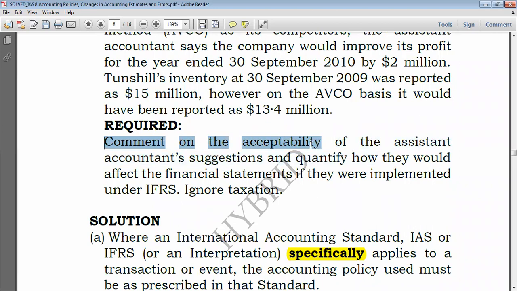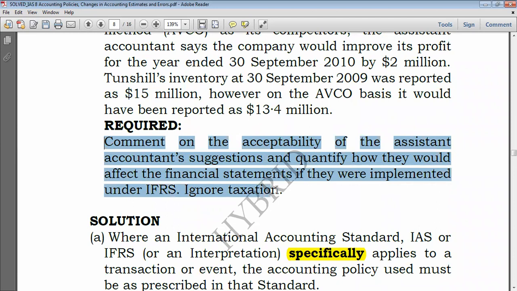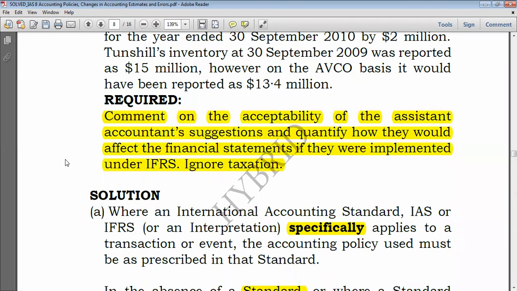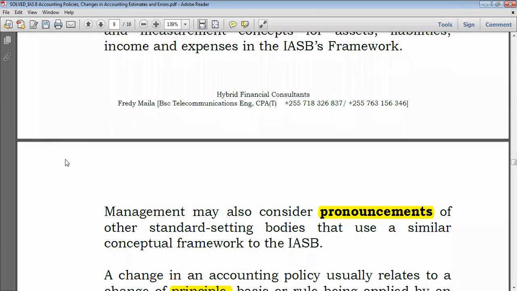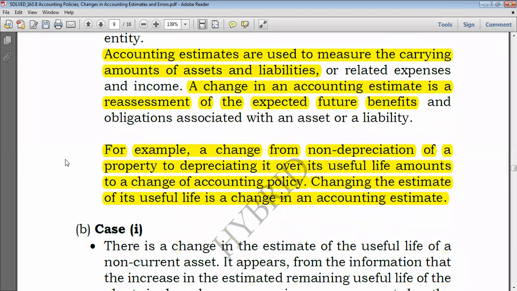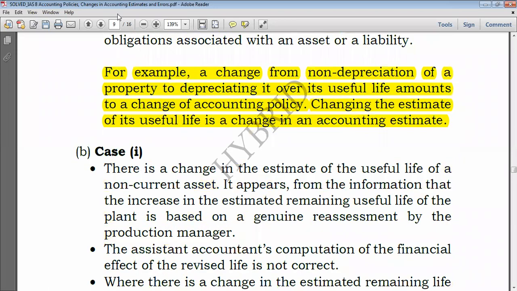Comment on the acceptability of the assistant accountant's suggestions and quantify how they would affect the financial statements if they were implemented under IFRS, and we are told to ignore taxation. Ignore taxation. Now let's take a look at what should have happened in our scenario. I think we have gone through it a lot, so I'll just be direct. So this is case 1 that we are speaking about.